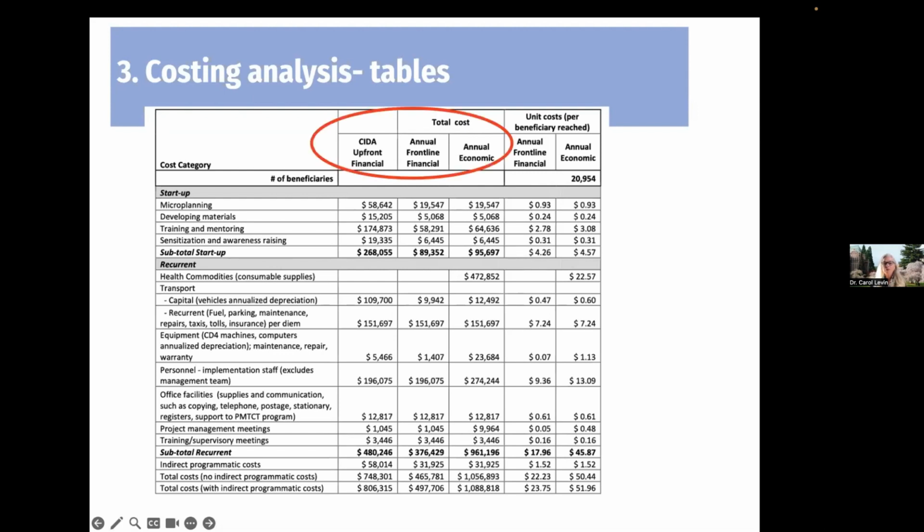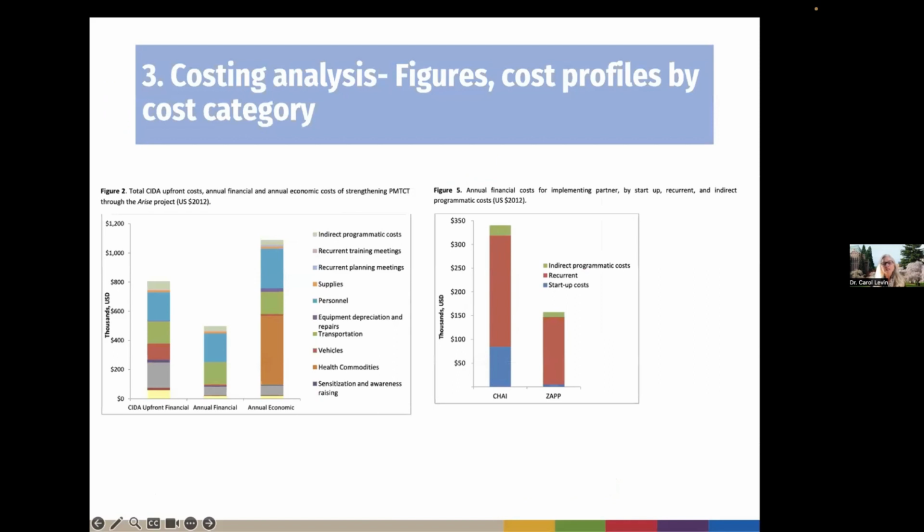This table is very busy, but I want to point out something. Notice how we're able to have all the cost categories on the left-hand side that I shared with you, right? And then we could look at the cost by the Canadian government's upfront financial investment, the total annual frontline financial cost, and economic. And then in the same table, we could highlight, by understanding the number of beneficiaries reached, we could understand these costs per beneficiary reached, right? So this could be considered perhaps penetration.